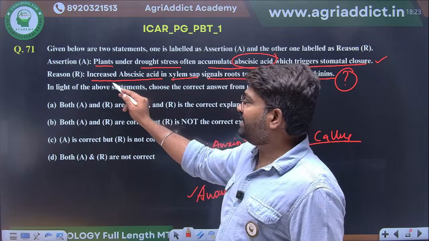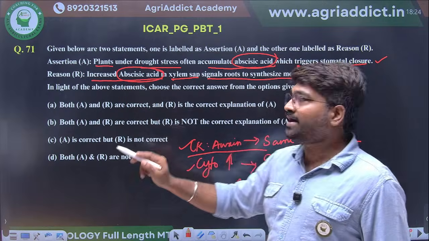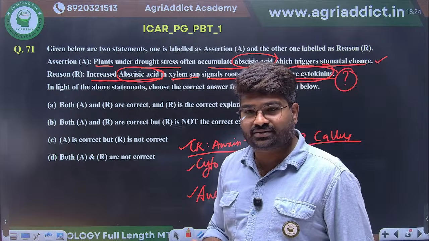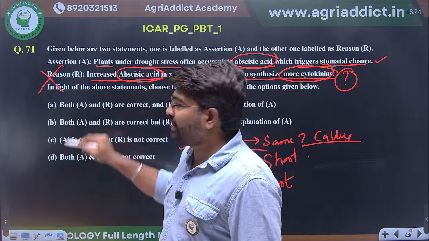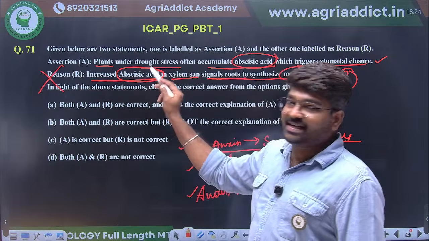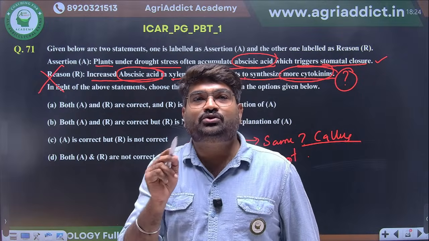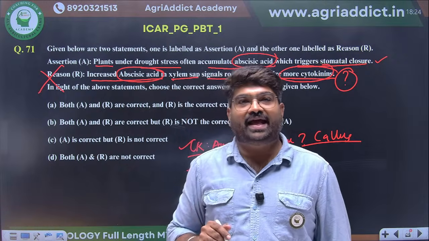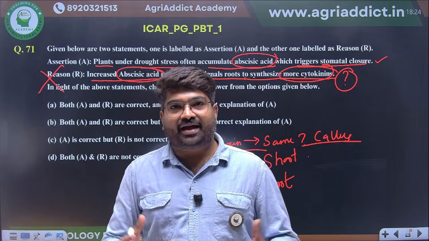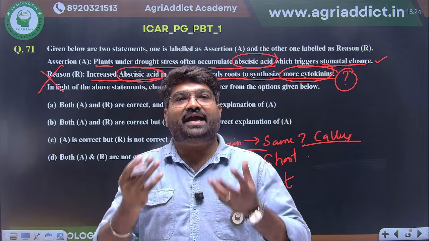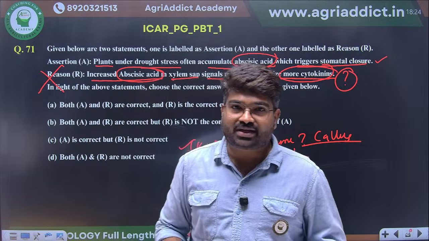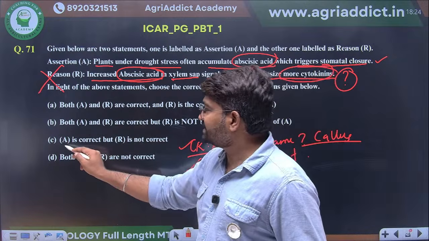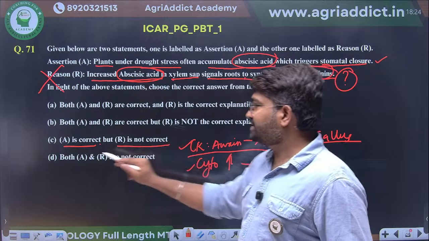So here they have given increased ABA in xylem signals to synthesis more cytokinin. Whether this is right? No, this is wrong. Because this increased ABA concentration helps to synthesize more auxin. That's why more root growth will be there. If more root growth is there, it will go deeper into the soil and take the minerals and water under the drought stress condition. So this reason is wrong. The right option is: assertion is correct, but reason is incorrect.